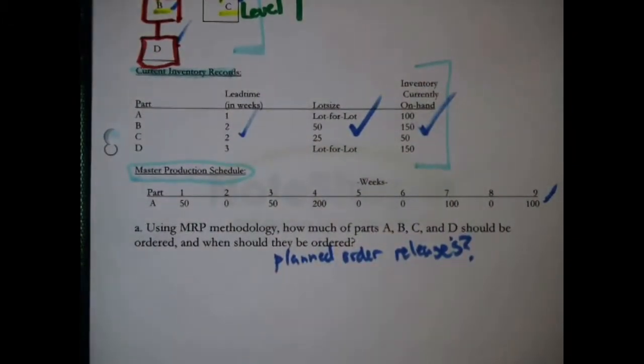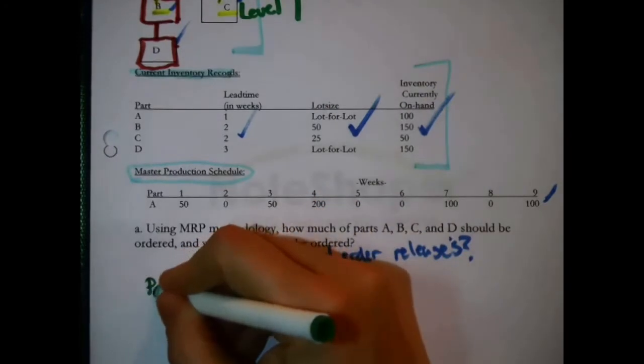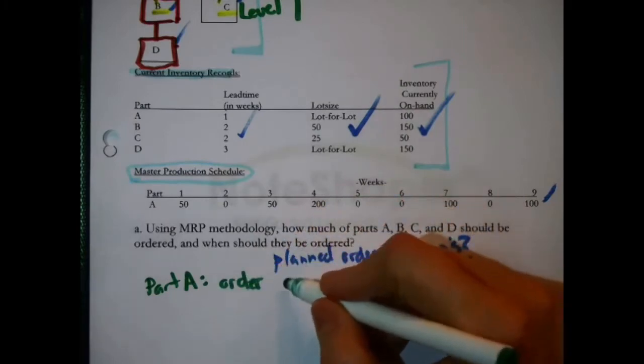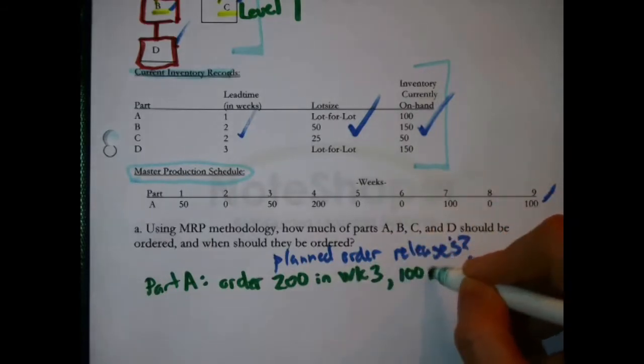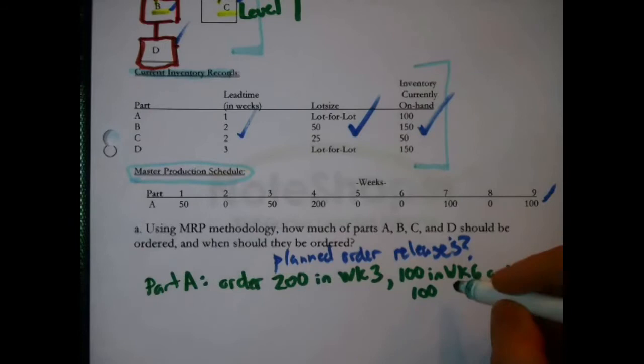We'd better actually address, remember the original question, the reason that we started doing this? Because it says using MRP methodology, that's what we were just doing just now, how much of parts A, B, C, and D, let's see, it's just basically tallying, it's what I highlighted here. For instance, with A, I'd make a note, well, part A, what did we find out? Order 200 in week 3, 100 in week 6, and 100 in week 8. Okay, that's the plan for Part A.